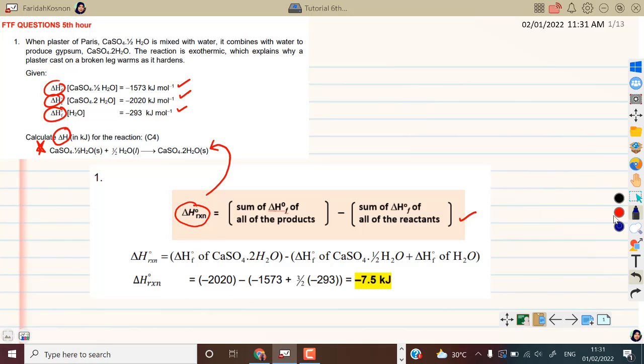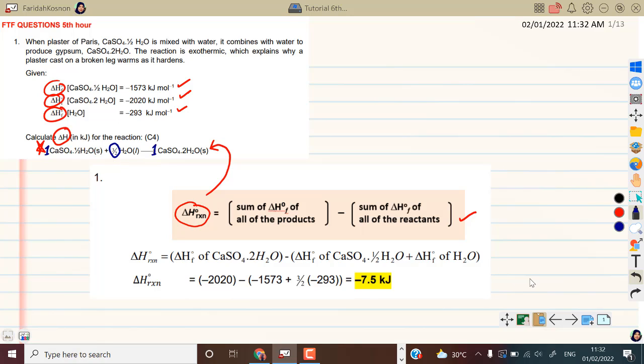You can see here in the thermochemical equation, the plaster of Paris here has a stoichiometric coefficient of 1. This one is 3/2. And for the product, which is gypsum, it is 1. Jadi nilai standard enthalpy of formation itu, kalau kita nak guna formula ini, kita kena darabkan dengan stoichiometrical coefficientnya.